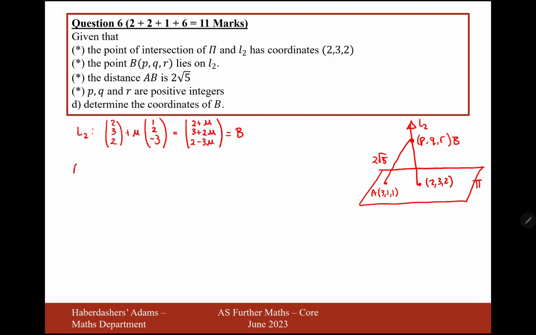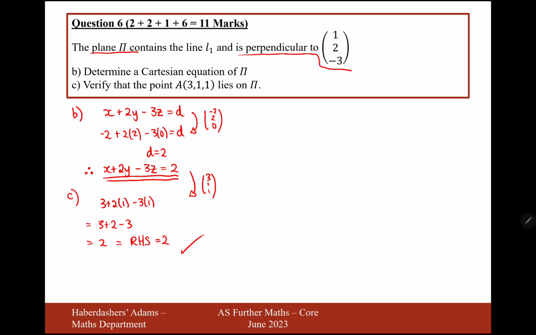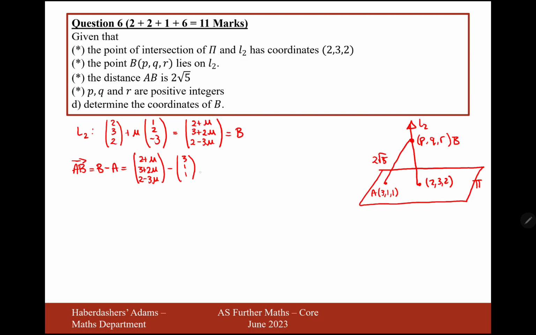Now I need to work out a vector to get from A to B. And to get from A to B, you do B minus A. So it's going to be (2 plus mu, 3 plus 2 mu, 2 minus 3 mu), take away the coordinate for A, which is (3, 1, 1). Let's just double check that. It's definitely (3, 1, 1). So when we do that subtraction, we're going to get (-1 add mu, 2 add 2 mu, and then 1 minus 3 mu).